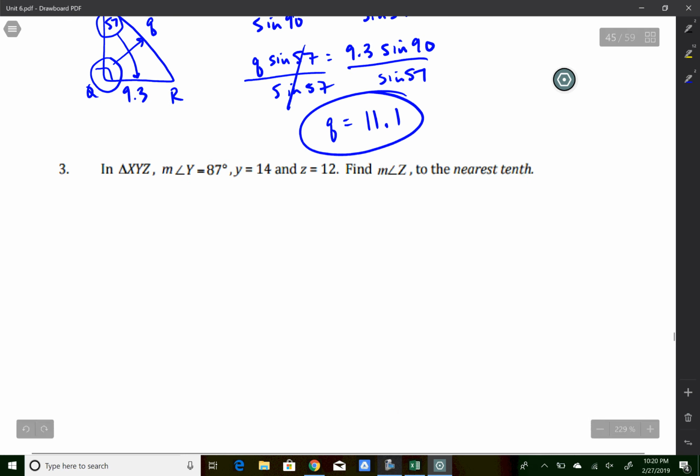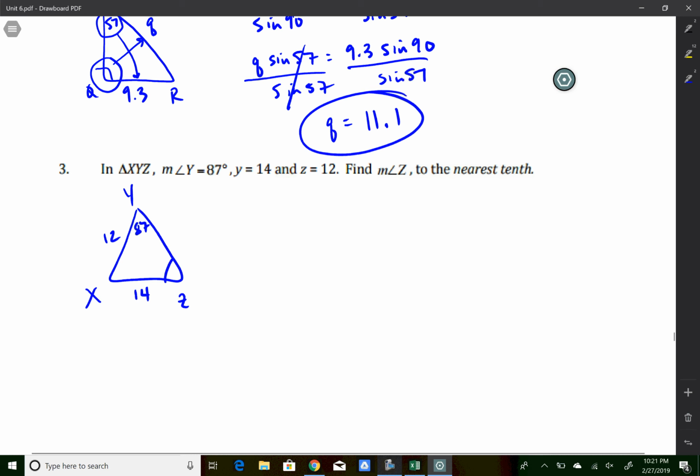So number 3 gives us triangle XYZ. I know it's not a right triangle, so it doesn't tell me. Y is 87, so unless the other two angles are super small, it's not going to be a right triangle. Side Y is 14, so that's opposite angle Y. Side Z is 12. And this wants us to find angle Z.